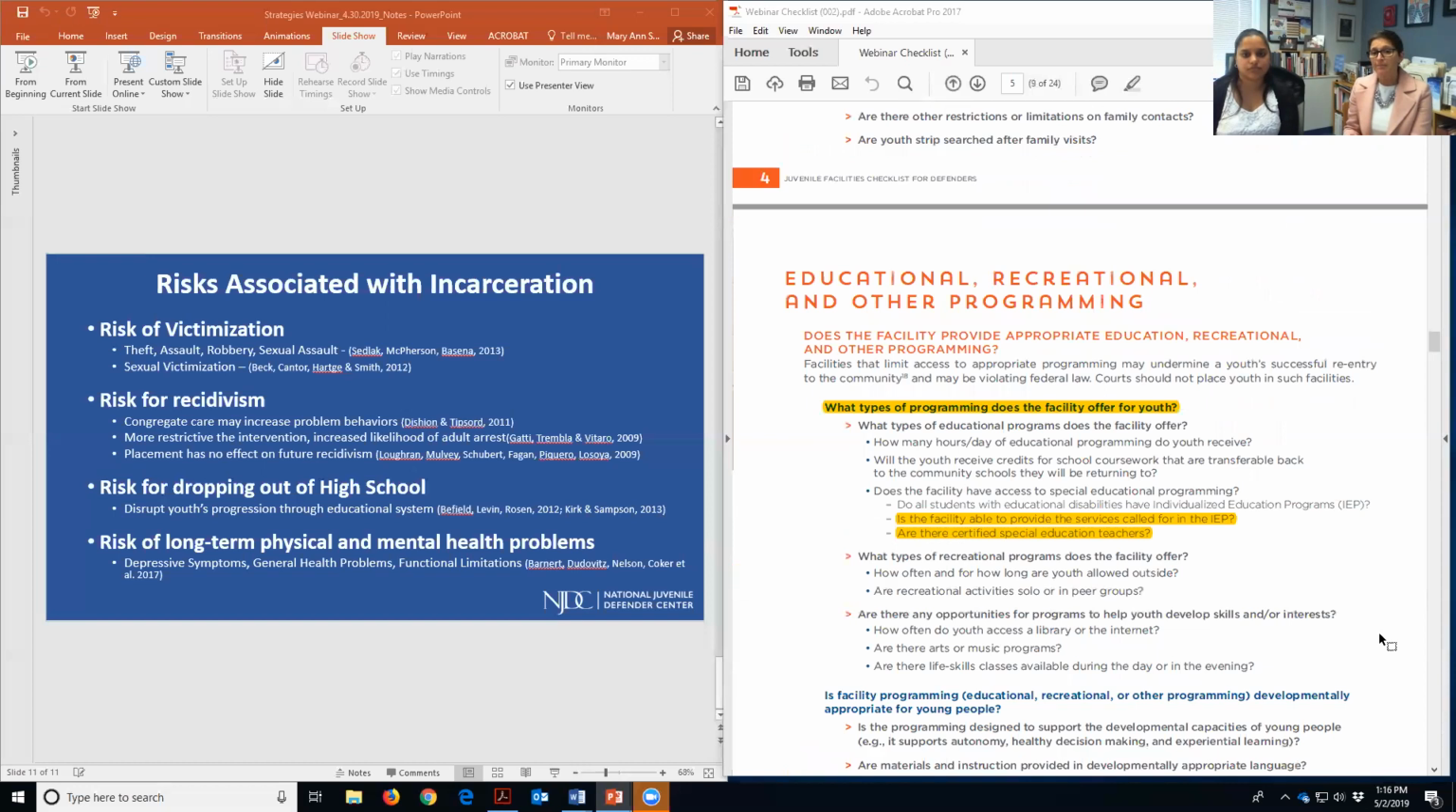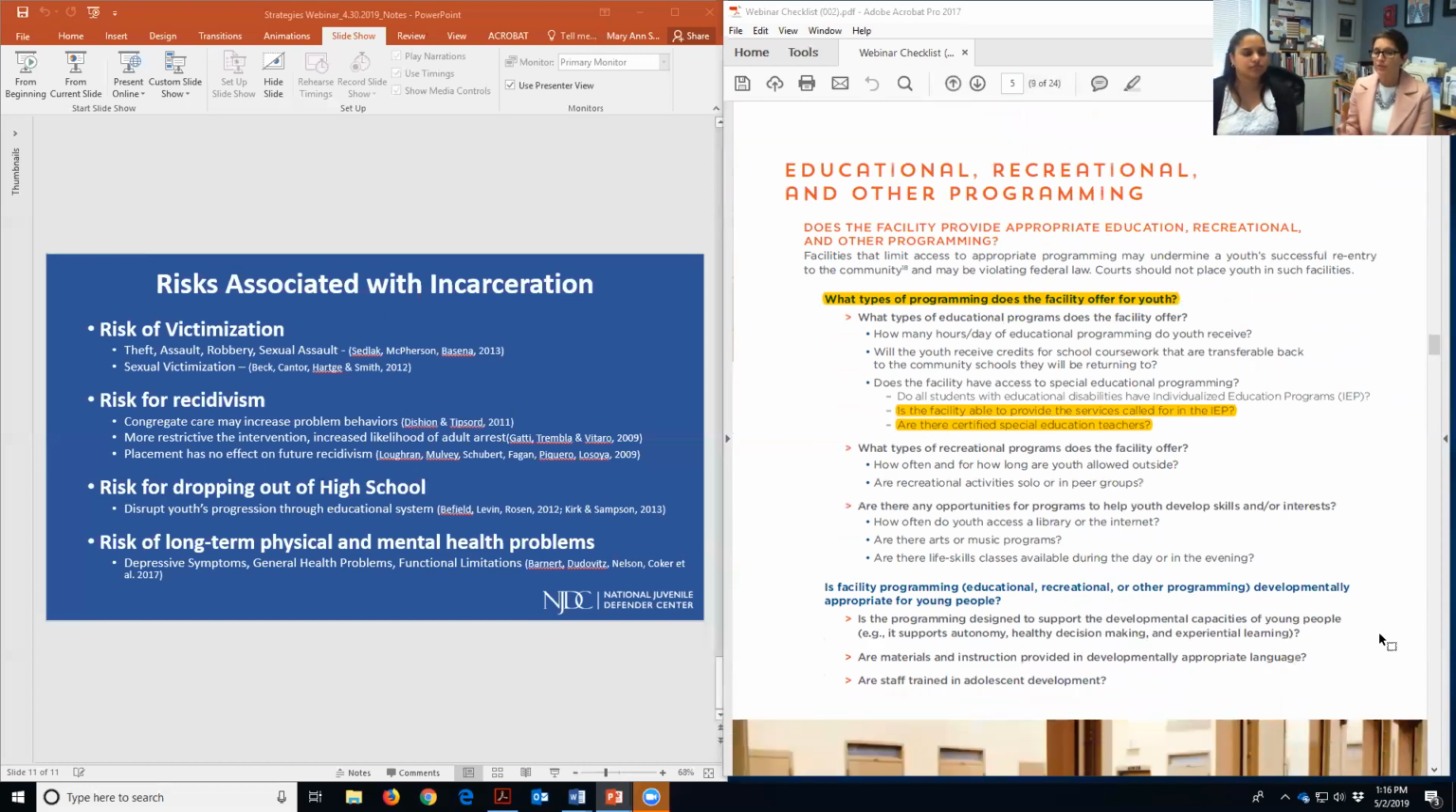So we talked a little bit about the risks associated with cutting young people off from their education, and how critical it is that we do whatever we can to ensure that young people are able to maintain and continue on with their educational success. So one of the things we want to be looking at when we're visiting facilities and talking with young people about their experience in facilities is really trying to understand the educational programming and other programming that might be available to youth in these facilities.